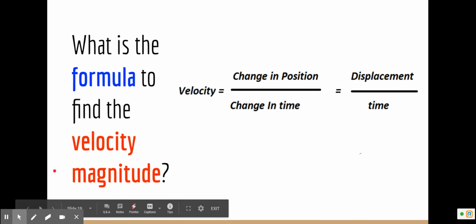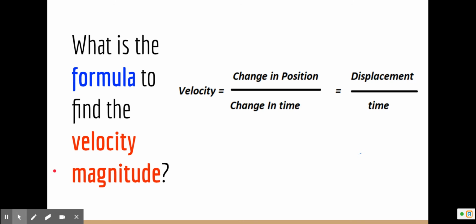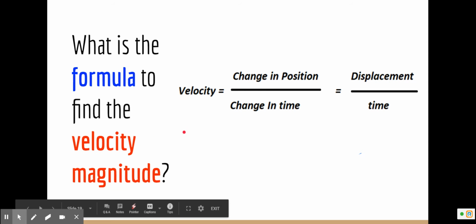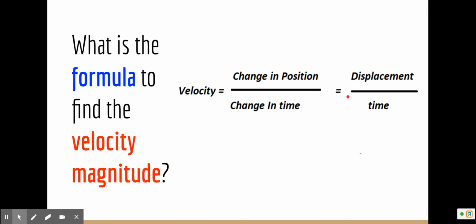What is the formula to find the velocity magnitude? To find the velocity magnitude, velocity equals, and here we have two examples, change in position over change in time, or stated more simply, displacement divided by time.